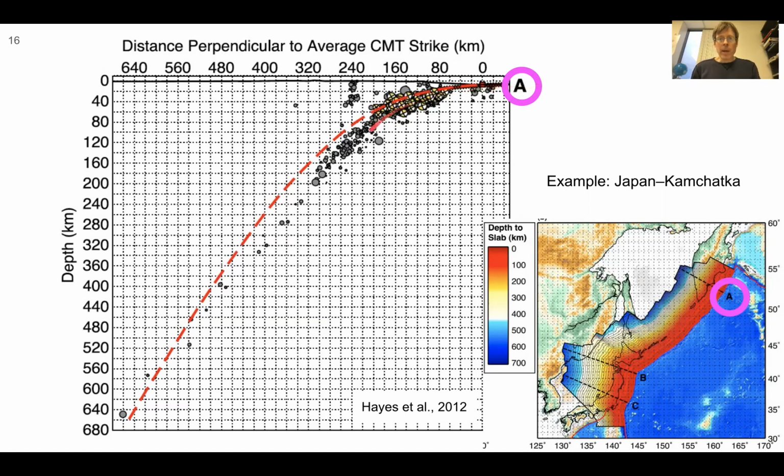So this is from this direction, and now here we're going down to 700 kilometers. So this depth to slab in color is giving you a picture of how deep the earthquakes are. In Alaska, it's more like 200 to 300 kilometers, but in other parts of the world, they can be as deep as 700 kilometers.